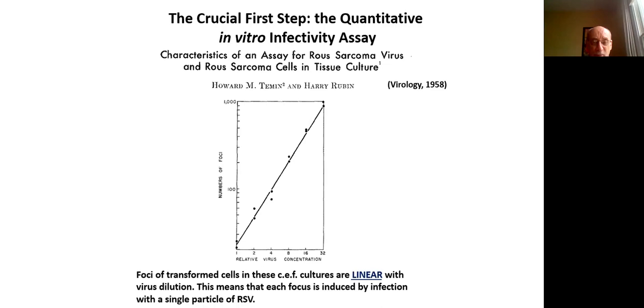And I want to emphasize at this time, around 1960, there was no other way of detecting the virus. There were no biochemical assays. There were no Southern blots, Western blots, PCR, sequencing, et cetera, that we all take for granted today. The way you knew the virus was there was because it could transform cells. And the way you knew how much virus you had was from how many foci you got in this assay.